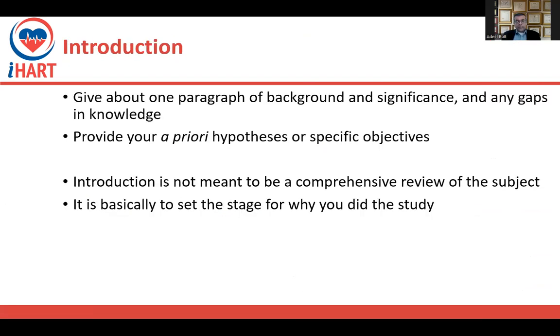After the abstract, you start the main body of the paper itself. And generally, the first section is introduction. Here, you generally write about the background and significance in about 1 paragraph or so, and share your hypothesis or specific objectives. This is not supposed to be a detailed review of literature of the topic, but only to set up the stage for what you are going to present in this study.